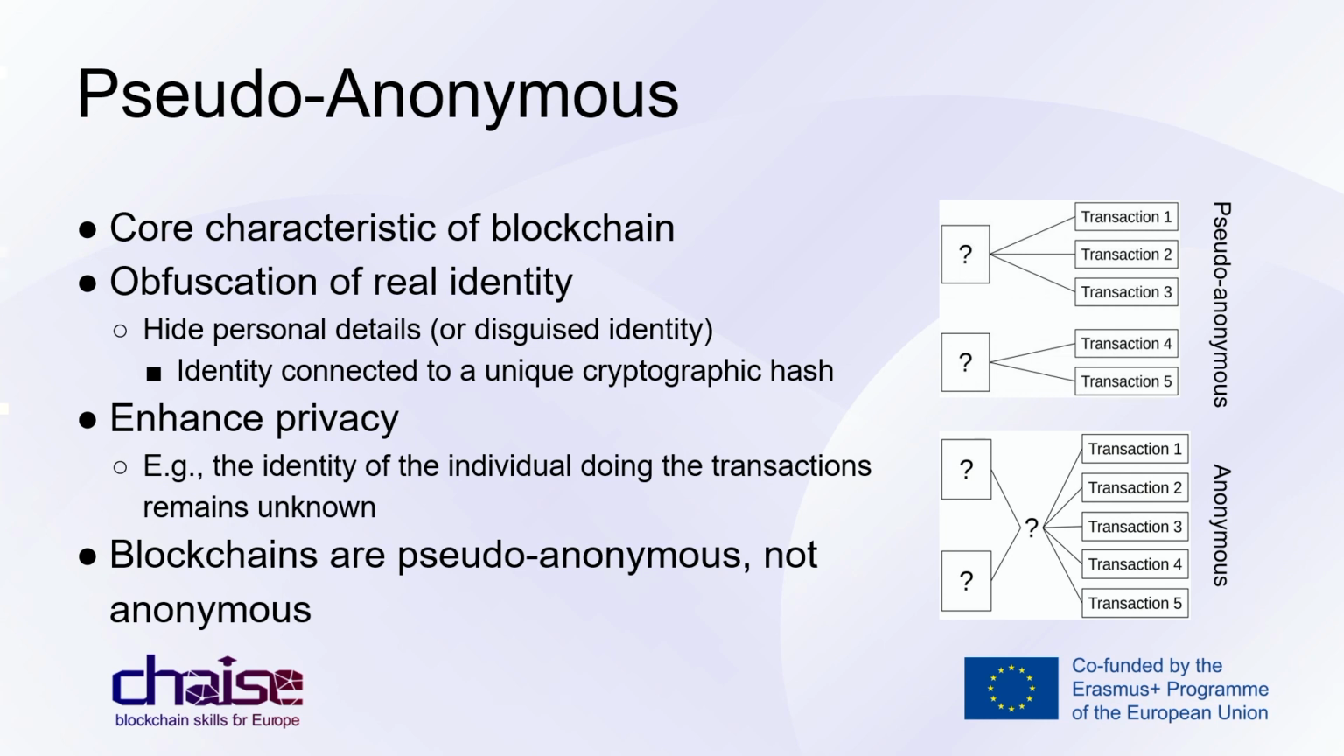So, blockchain supports the obfuscation of real identity, where personal details are hidden and identity and activities are connected to a unique cryptographic hash. This characteristic also enhances privacy. For example, the identity of the individual who is performing the transaction remains unknown.